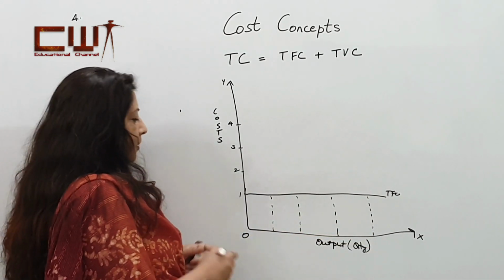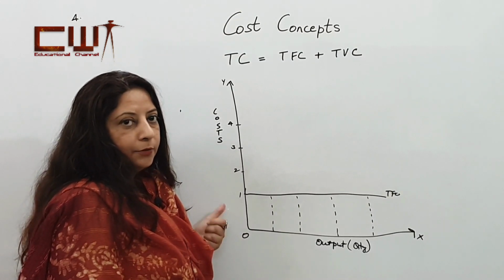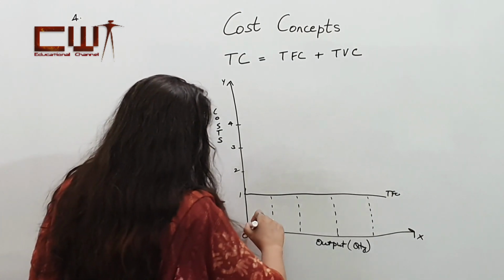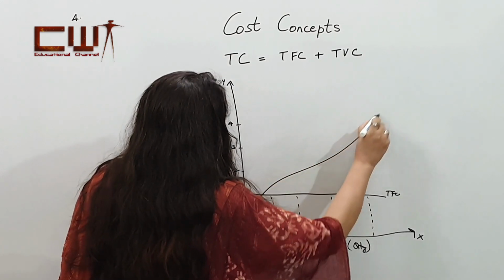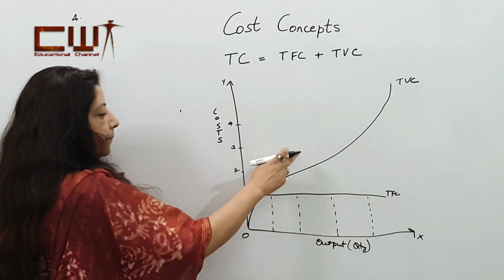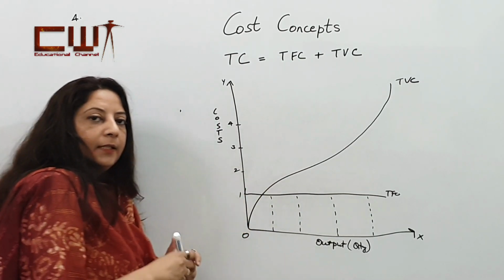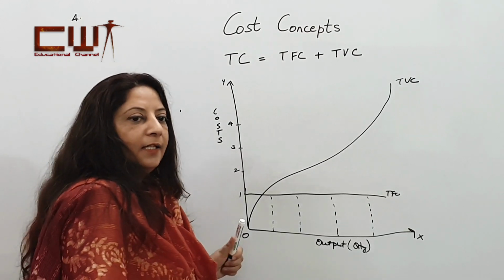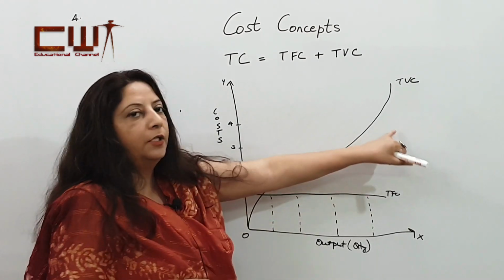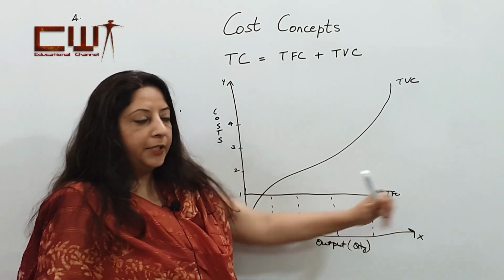The variable cost, if you are producing nothing, the variable cost will be nothing. So 0 output, 0 variable cost. So our variable cost curve goes like this. This is our total variable cost. It will keep on increasing. Per unit might come down, but as we increase the number of units, the total variable cost will keep on increasing as we increase the number of units.